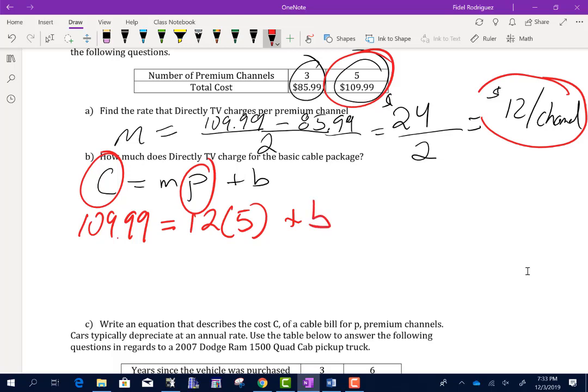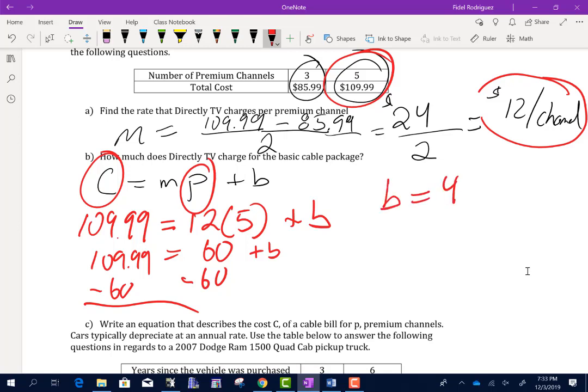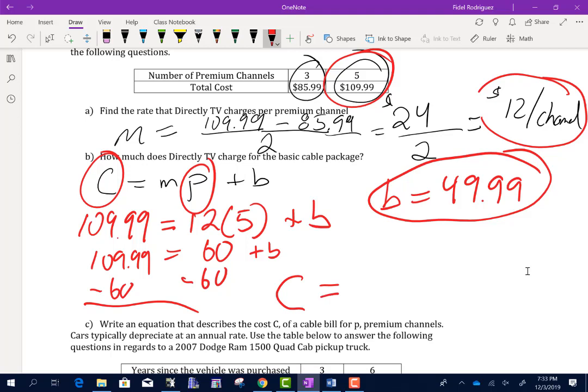So first thing I'm going to do here, 12 times 5 is 60. Okay. $109.99, okay. And now we can subtract 60 from both sides? Anybody know what's $109.99 minus $60? There you go. $49.99, right? That's how much the basic package is going to cost you.